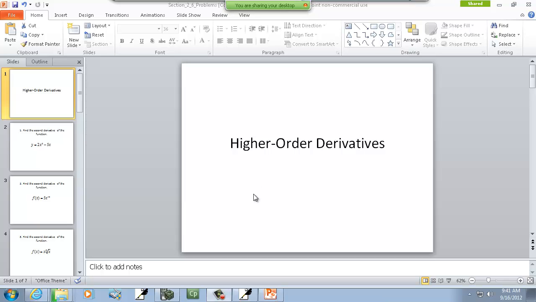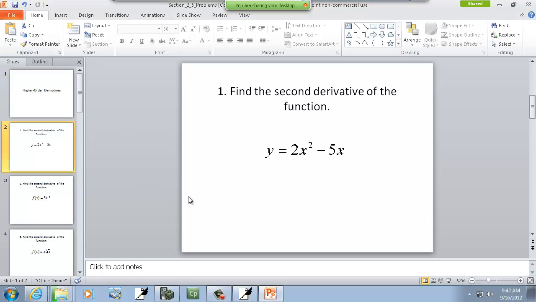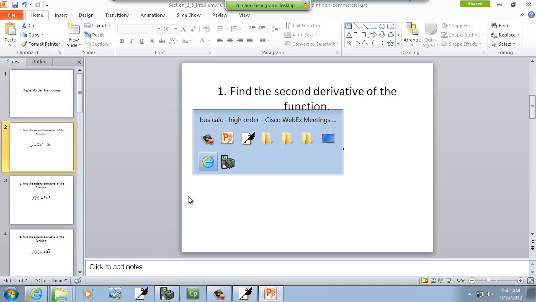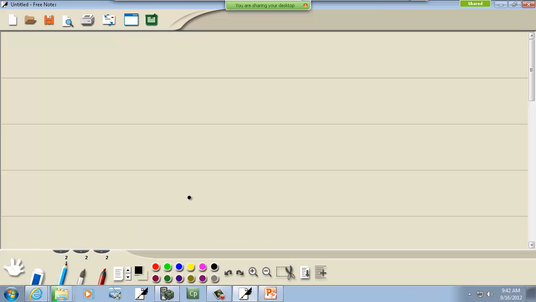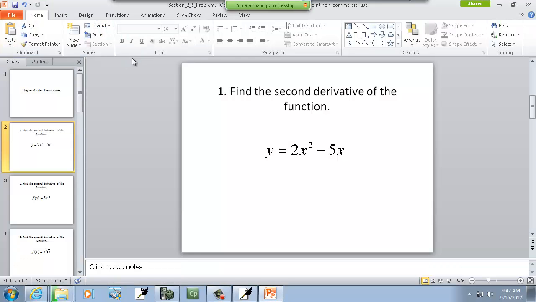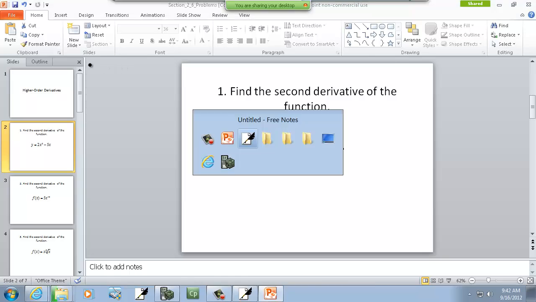This section is higher order derivatives, and there's really not a whole lot new here. You just take your first derivative and then keep taking derivatives. So let's look at our first problem here. Now, y is equal to 2x squared minus 5x. Instructions say find a second derivative.